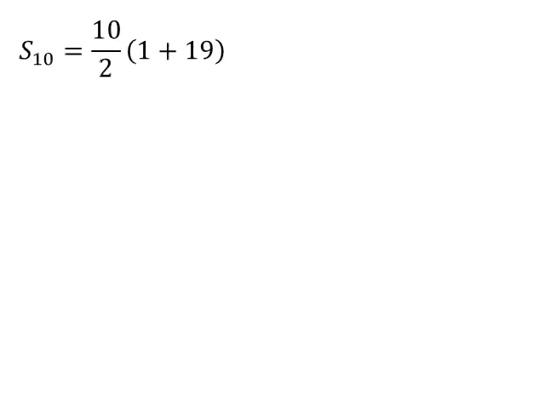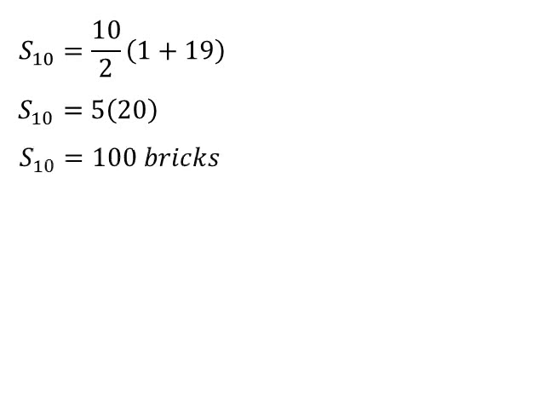And that's what I'm going to do right here. So I do the parentheses first. 1 plus 19 is 20. And 10 over 2 is 5, and 5 times 20 is 100. So in order to continue that pattern of bricks and make it 10 rows high, you need to have 100 bricks.